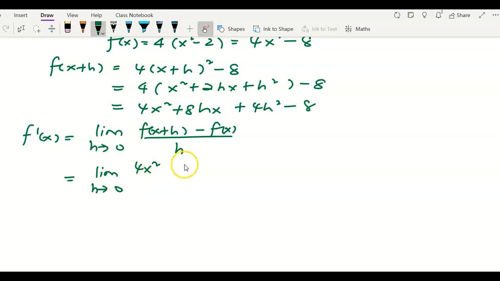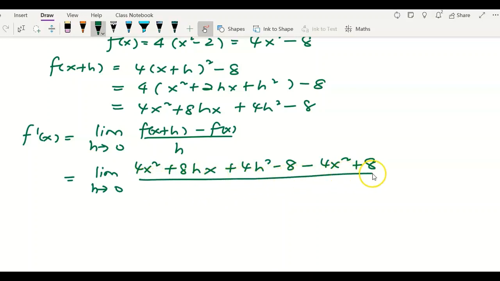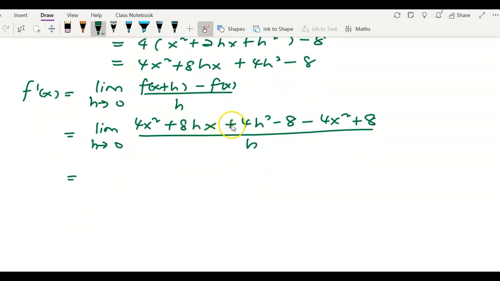Then substitute this: 4x squared plus 8hx plus 4h squared minus 8. This is your f(x plus h) minus f(x). f(x) is 4x squared, because minus, you get positive 8, and over h. So here, if you want to find the limit, we cannot directly substitute h equals 0 because h equals 0 will make this function undefined, because something over 0 is undefined.